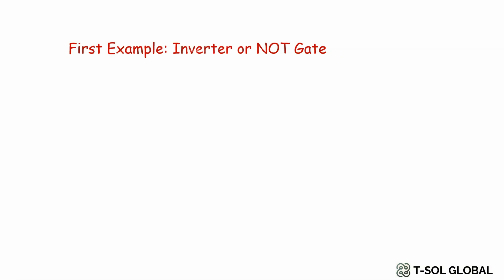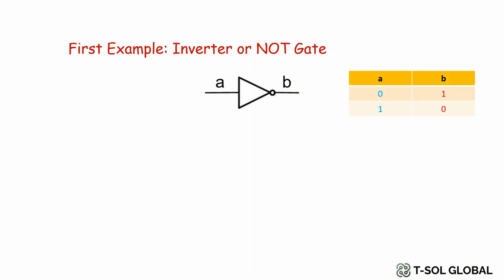So we will use an inverter as our first example. An inverter is also known as a NOT gate. Here you can see the changes of logic for the NOT gate. When the input is 0, the output is 1, and when the input is 1, the output is 0. So here you can also see the truth table of the NOT gate.